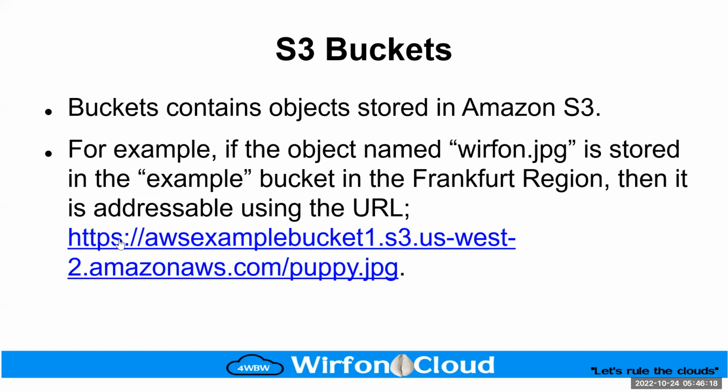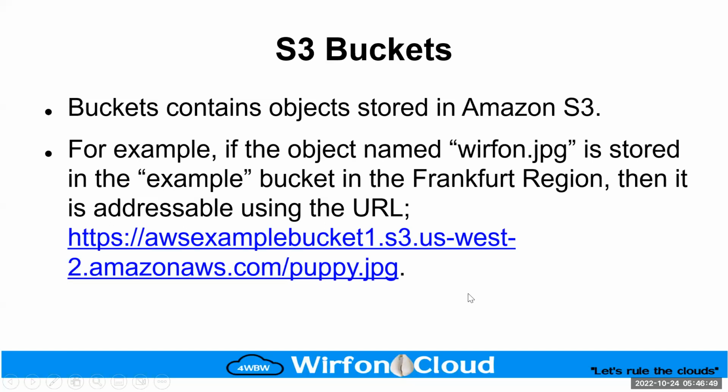So you have HTTPS, a protocol. Now AWS, then you have example. Okay, it's supposed to just be example because the bucket name is example. I think I renamed it later on. But the bucket name is example bucket 1 and .s3.us-west-2 in case we are uploading that object in this region, and that's the bucket name.